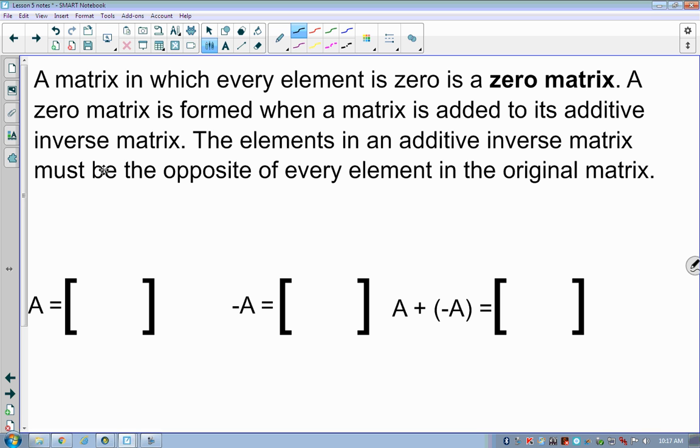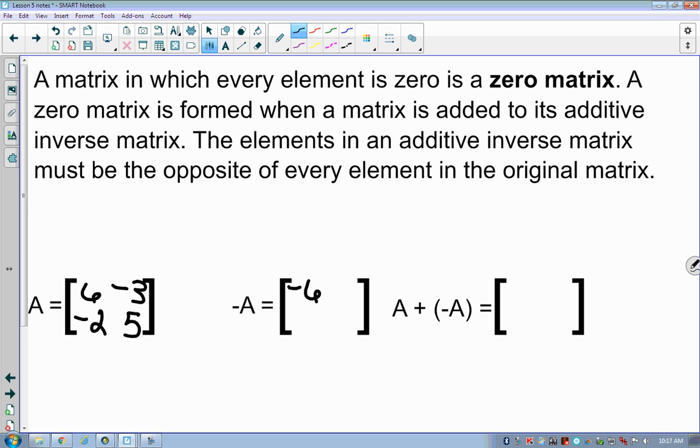Somebody give me a number. 6, okay? So 6, give me another one. It could be negatives. Let's make it a -3. Something else? -2. And finally, 5, okay? Basically what we want, if I'm going to add A to what is equivalent -A, the additive inverse, what am I going to put in position 1, 1?